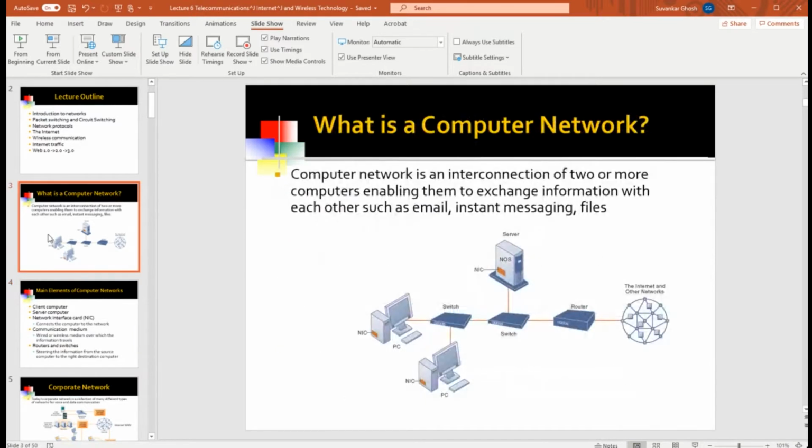So the typical types of communication medium that we have is copper. That's one kind, copper cables or copper twisted pair. Another kind is fiber optic. And the third kind is wireless. So just transmission through the air. That's what a wireless network is.